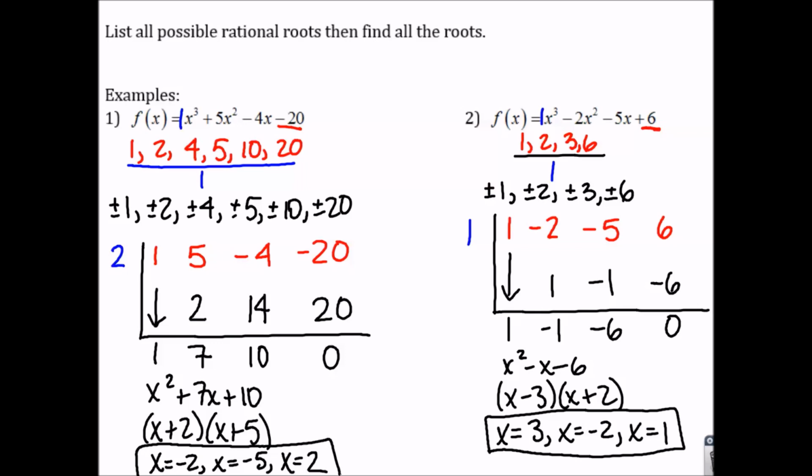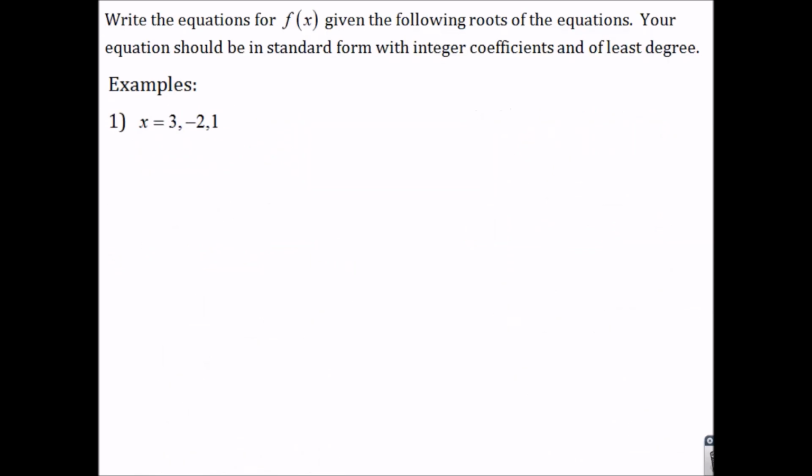We have one more thing to talk about. You can write the equation of a polynomial if all you know is the roots. The directions say, write the equations for f of x given the following roots of the equations. Your equation should be in standard form with integer coefficients and of least degree. So that means we have 3 roots here, so our degree is going to be 3.